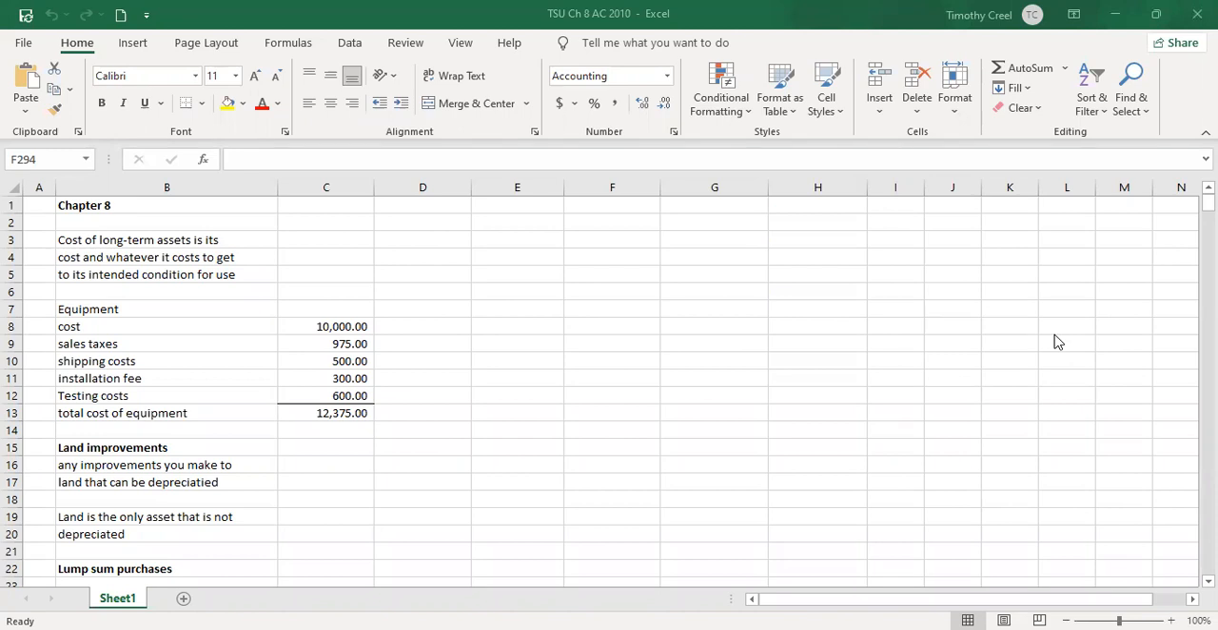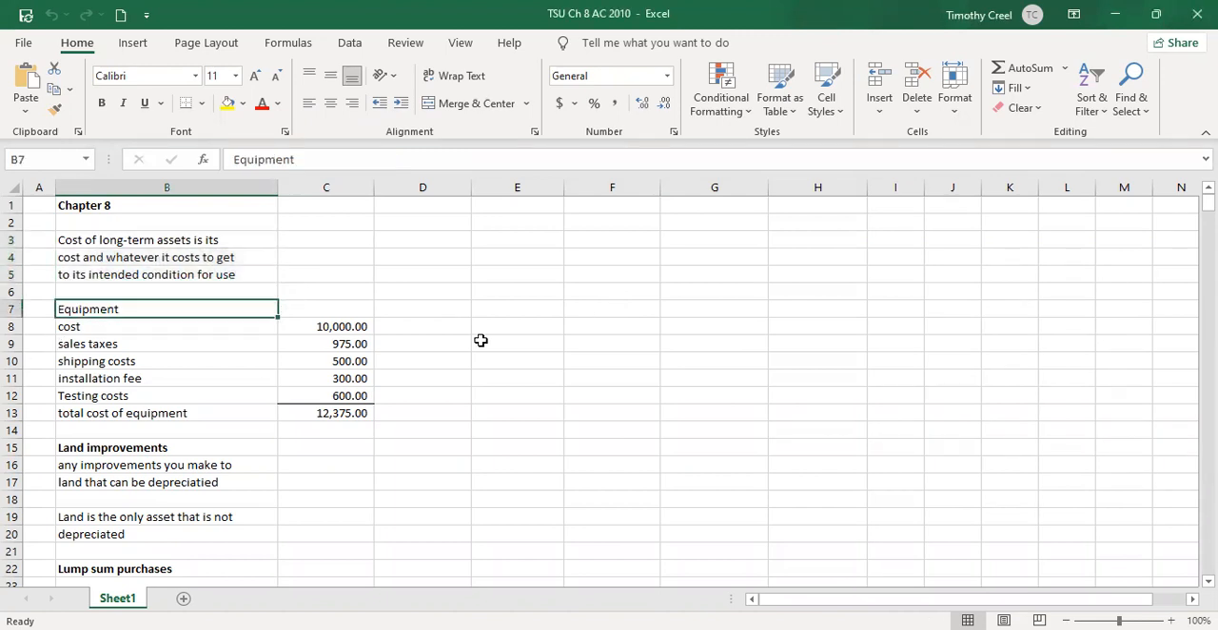Okay, Chapter 8. What Chapter 8 looks at is several things related to long-term assets. Basically, one of the premises in Chapter 8 is that the cost of a long-term asset is its cost plus whatever it takes to get it to its intended condition for use. So that would be the premise of Chapter 8.